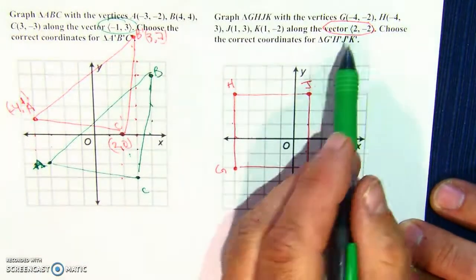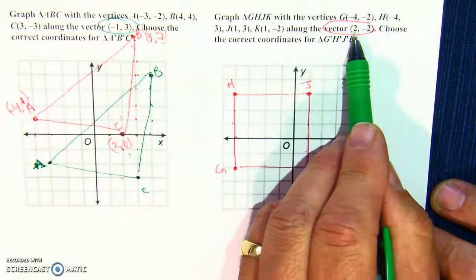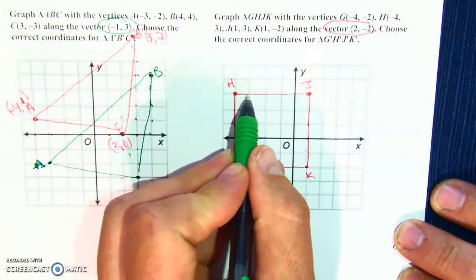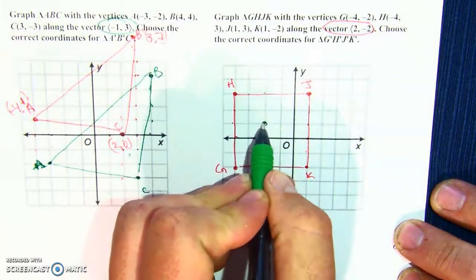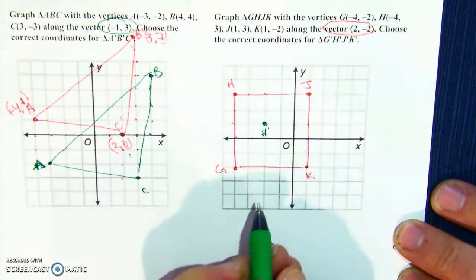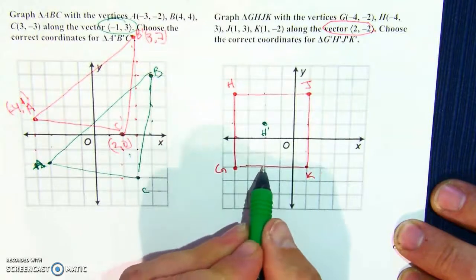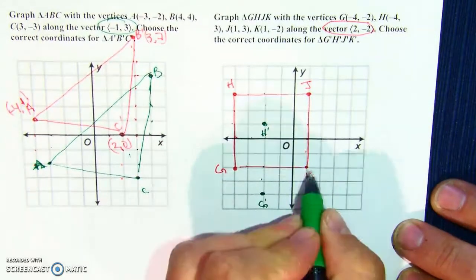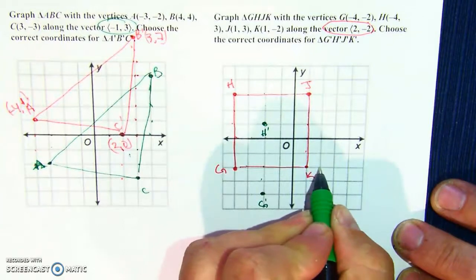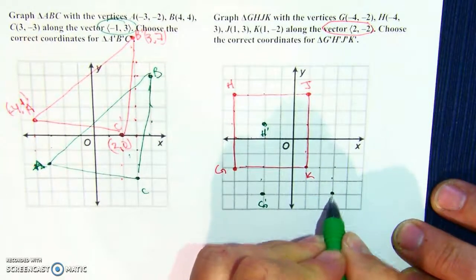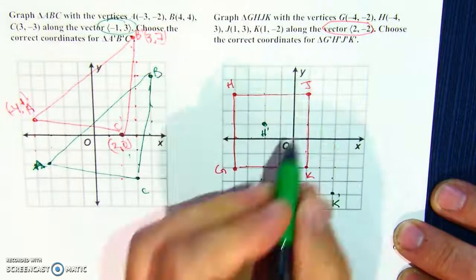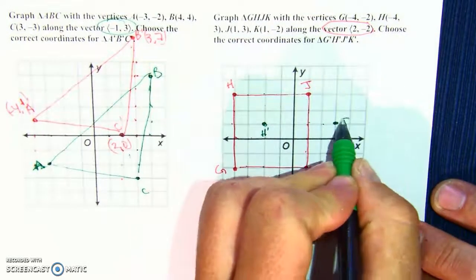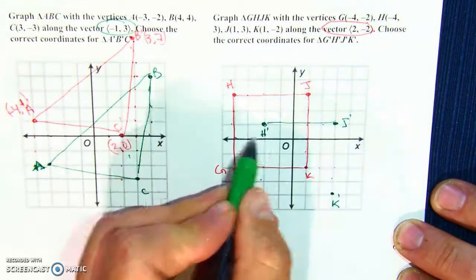All right, so now we're going to go to our vector. All we're going to do now is we're going to go 2 to the right this time and then down 2. So here we go. 1, 2, down 2. So that's my H prime. Okay, right 2, down 2. G prime. 2 to the right, down 2. K prime. And then 1, 2, 1, 2. And J prime.